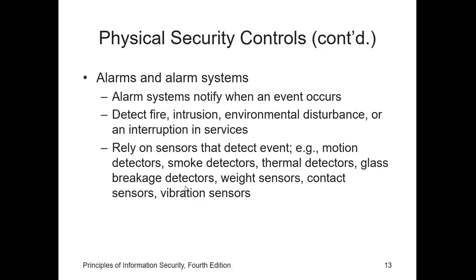Alarms and alarm systems. The alarms or alarm system notify appropriate individuals when a predetermined event or activity occurs. If a hacker, an attacker, or a threat came physically to the facility, then an alarm will be set, and it will notify via email or text that an intrusion happened. This could be a fire, a break-in or intrusion, an environmental disturbance.